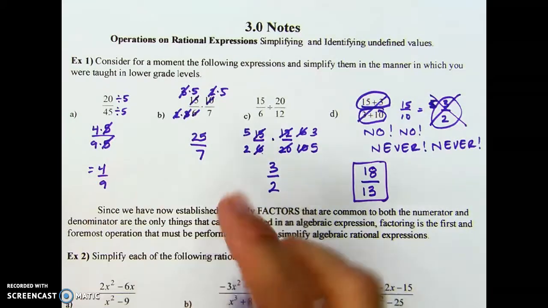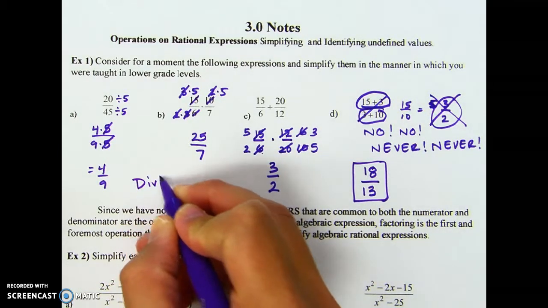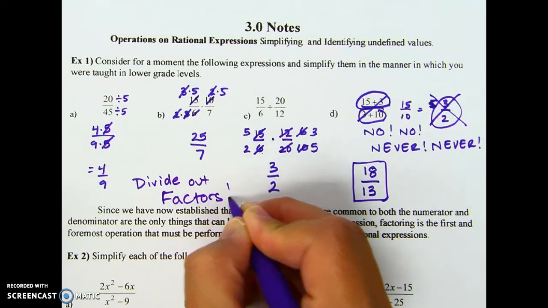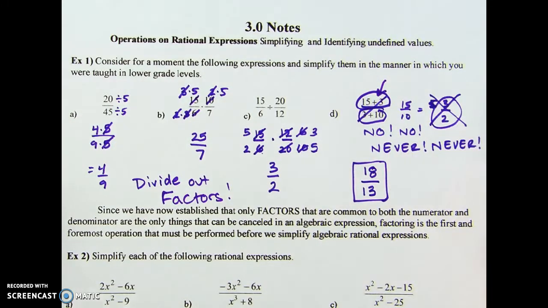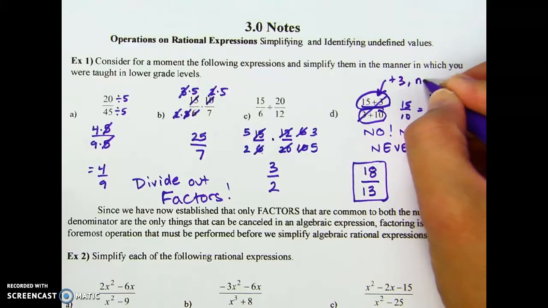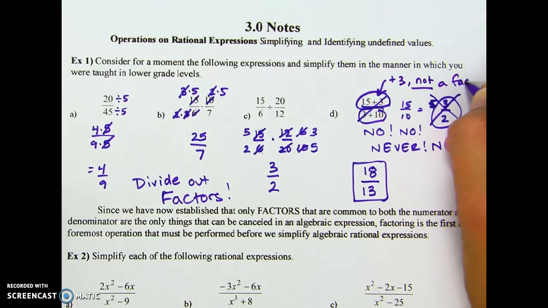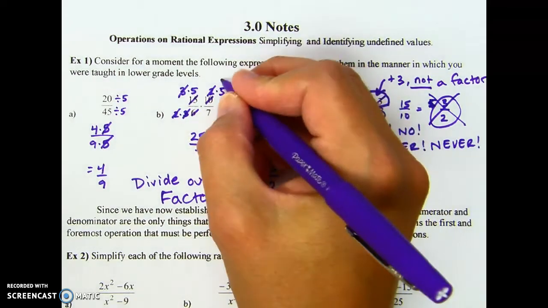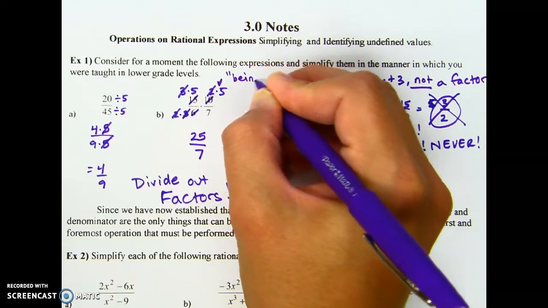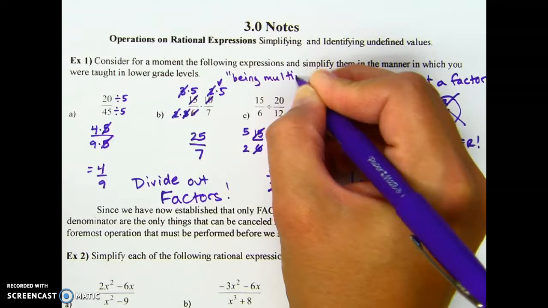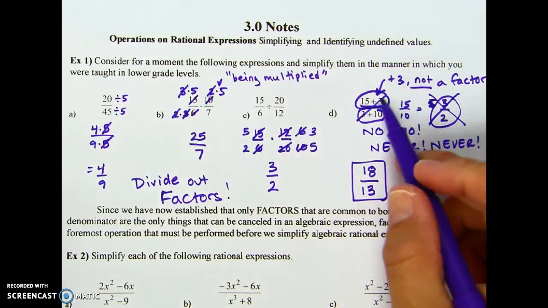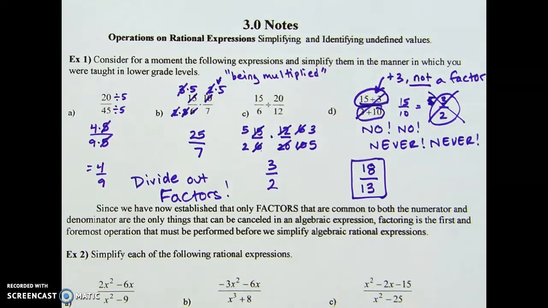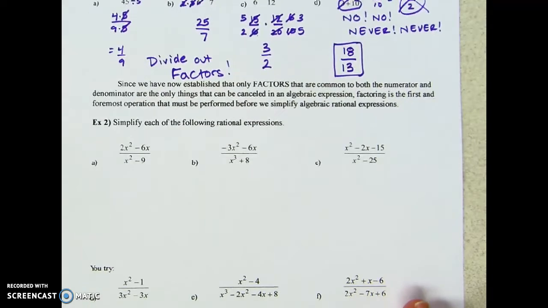What are we doing over here? We are dividing out factors. F-A-C-T-O-R-S. Do you see how that says a plus sign? Plus 3, plus 3. This is not a factor. So what is a factor and what is not a factor? A factor is a term that's being multiplied. So if it's being added, right here, see how that's being added? Then it's not a factor, so we cannot cancel it. All right, hopefully you've seen that, and that's review.